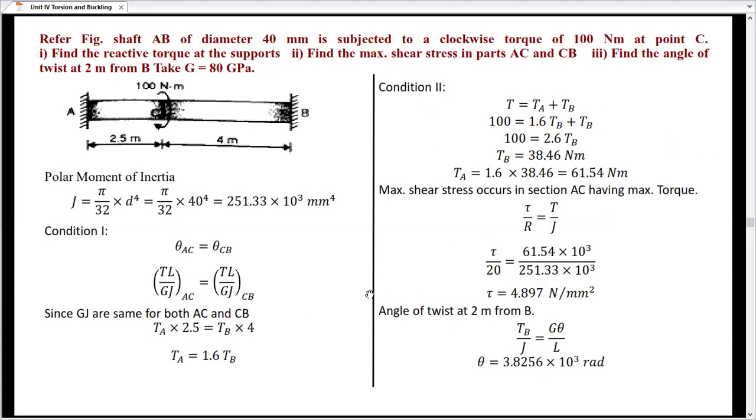Okay. So in this way, we can calculate the torque at the supports, the maximum shear stress at section AC, and the angle of twist at a length of 2 meter from point B. Okay. So this is all about the calculations of torque, shear stress, and angle of twist. Thank you all.